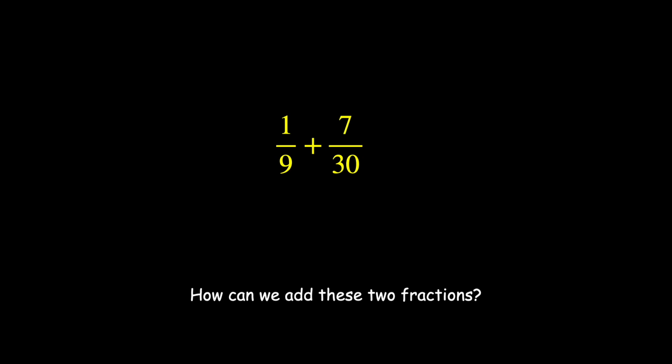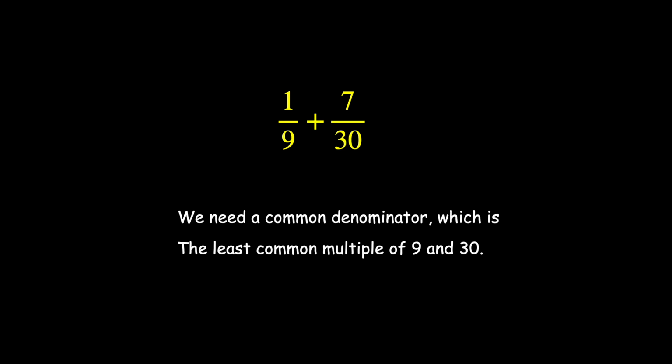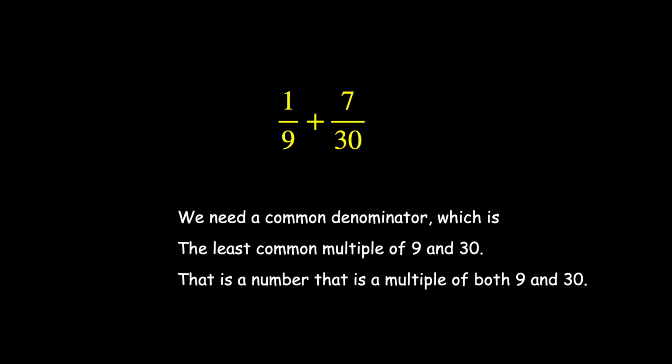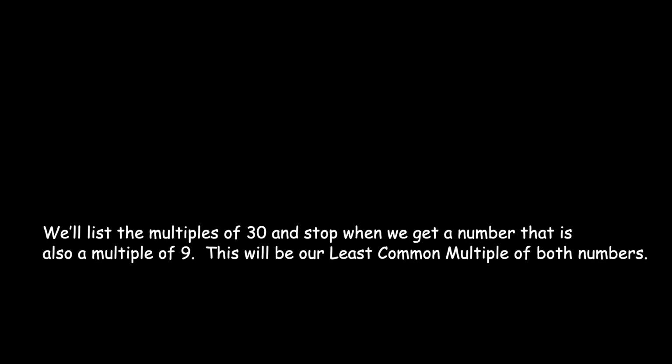How can we add these two fractions? We need a common denominator, which is the least common multiple of both 9 and 30. That's a number that's a multiple of both 9 and 30. We'll list the multiples of 30 and stop when we get a number that is also a multiple of 9.